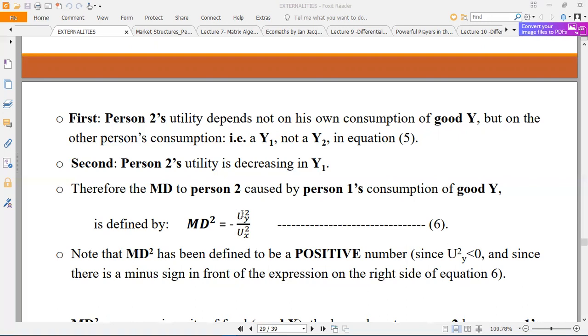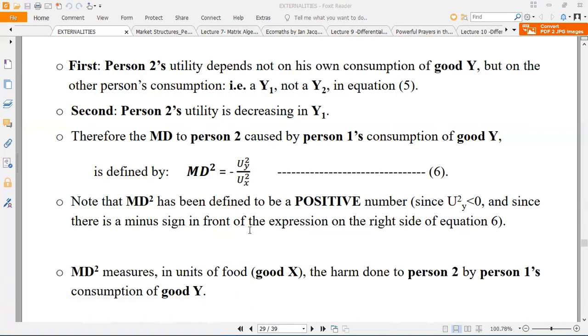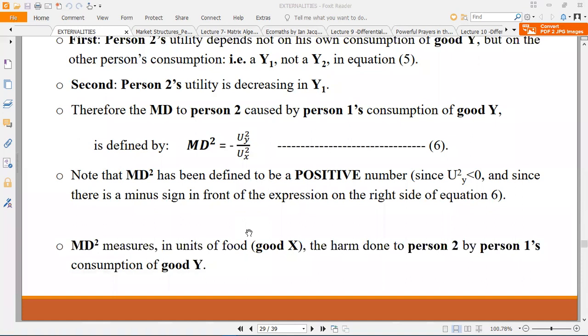Why? Because U2y is less than 0. The second person doesn't want to consume good y. Whenever he consumes it, his utility falls. So the marginal utility for good y is negative. So if we have a negative here with this negative here, then we have a positive number for this. Okay, so the marginal damage is going to be a positive number.